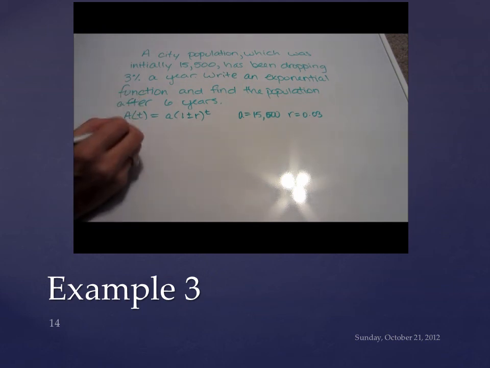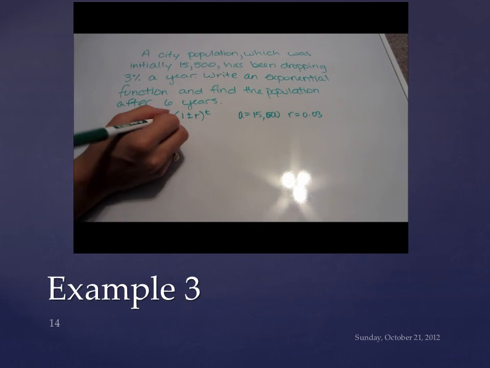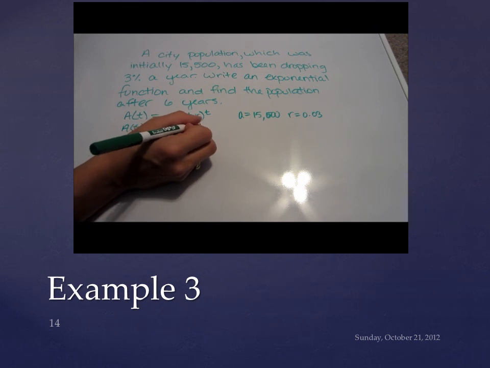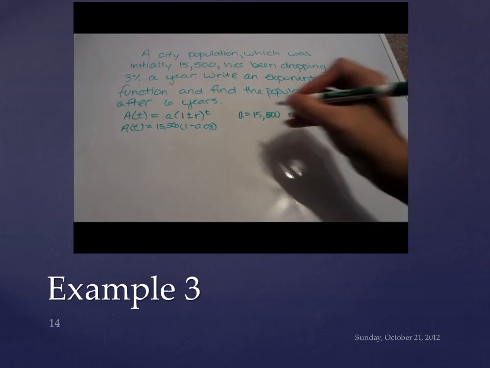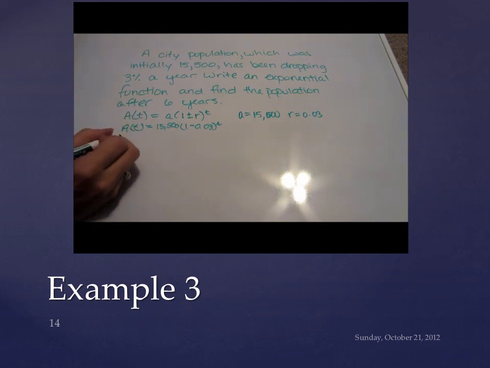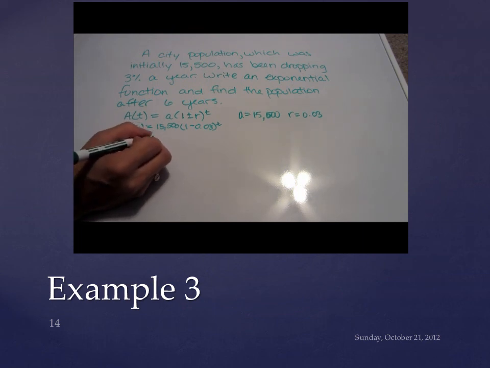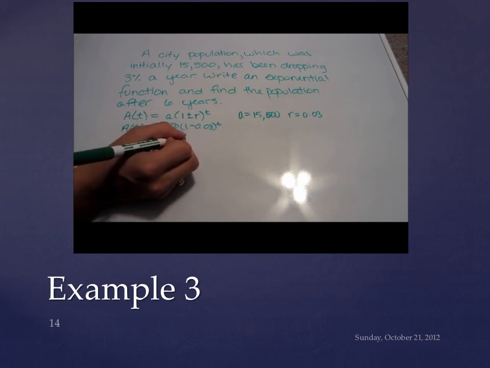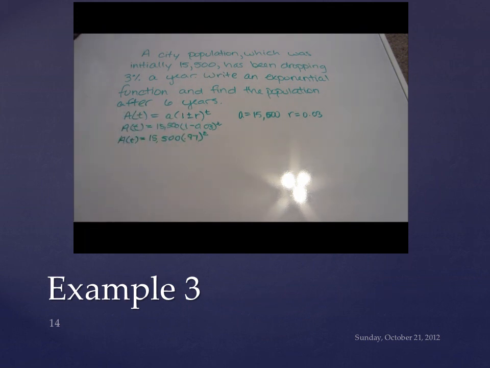So now we can write our function. A of t is equal to 15,500 times 1 minus 0.03, because it's dropping 3% a year, and that's to the t. Now we can simplify. We get A of t equals 15,500 times 0.97 to the t. And I just get that by subtracting 1 minus 0.03.